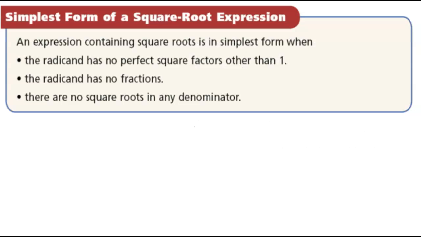When you look at a radical expression, how do you know you're done simplifying it? If the radicand has no perfect square factors, so whatever's under the hood here, there's no perfect squares. So if I had 25x, is that simplified? No, because 25 is a perfect square, right? So this is not simplified.